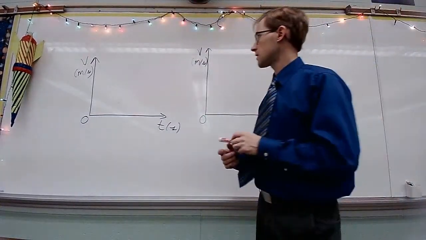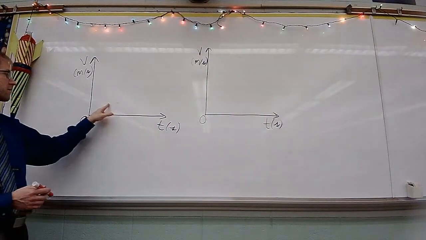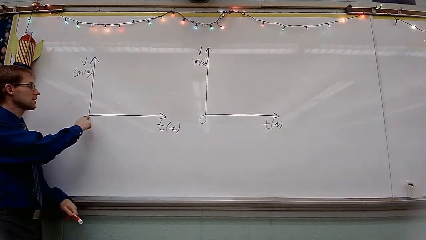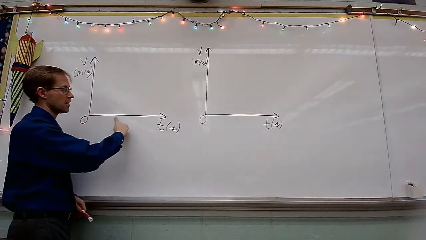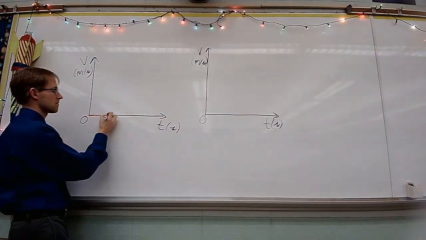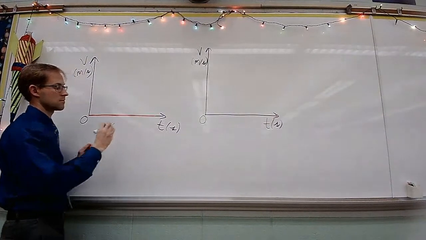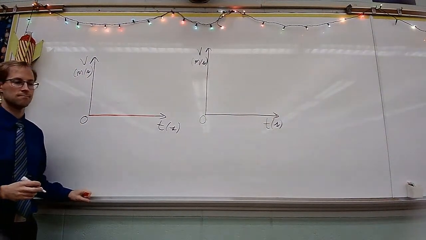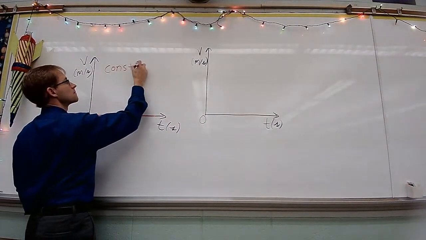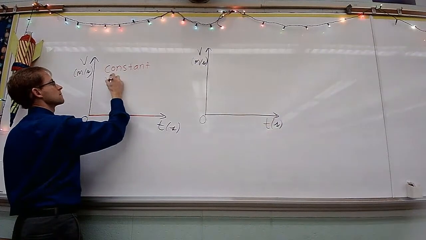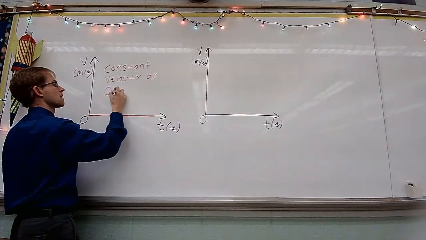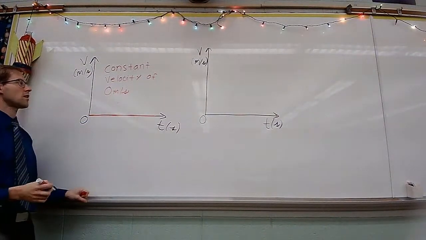So if I'm putting this on a velocity time graph, I would begin down here, because when time begins, I have no velocity. As time goes on, that velocity is unchanging. So my graph would just look something like this. So there's our constant velocity of 0.